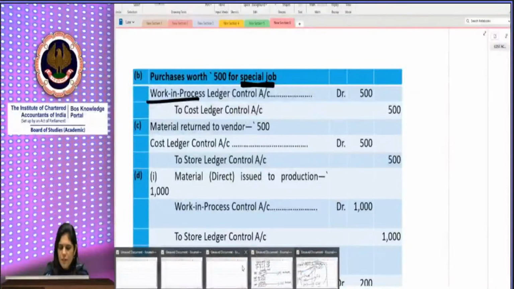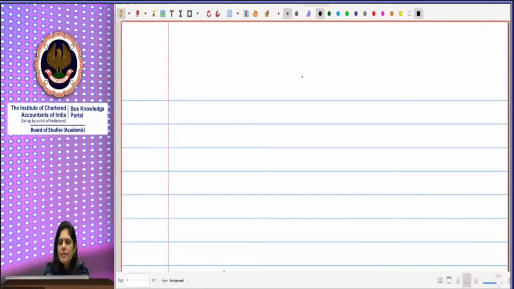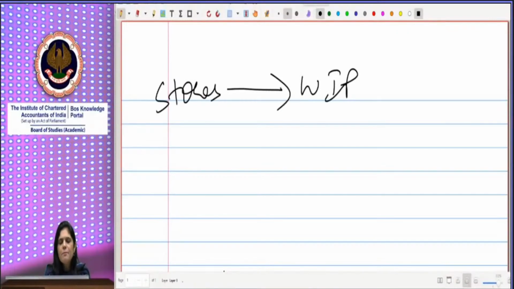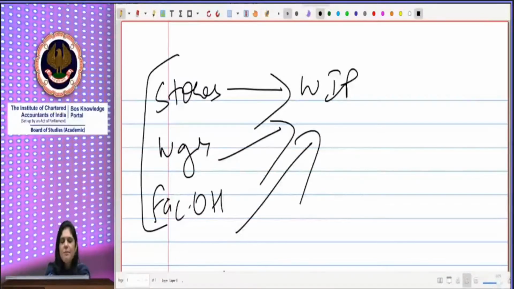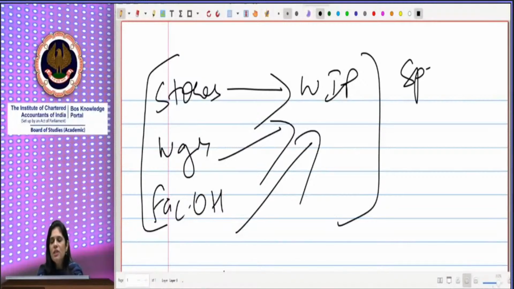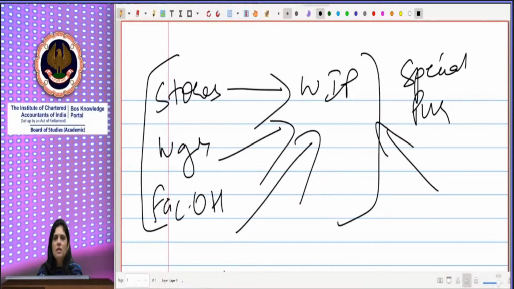Normally what happens is, see, this is WIP. So stores will be transferring the material to WIP. Then wages will be transferred to WIP. Then factory overhead will be transferred to WIP. Clear? So this is the first step. Then the special purchase can go directly to WIP also. Special purchase is only for the production, not for the store.